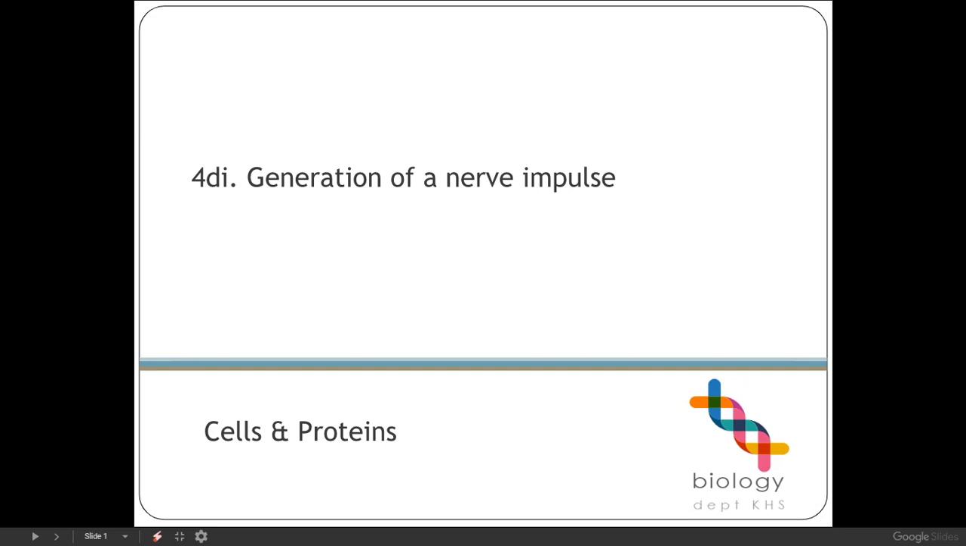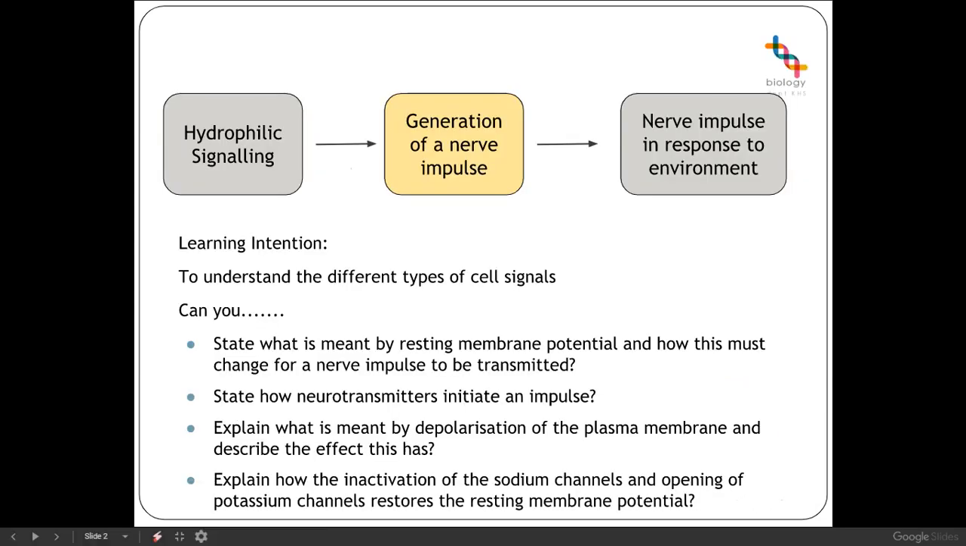Hello and welcome to this lesson for Advanced Higher Biology, which today is looking at the generation of a nerve impulse in multicellular organisms. So previous to this, we have been looking at the need for communication in multicellular organisms, the fact that different cells are responsible for participating in different functions, and that in order to control all those functions, these cells need to be able to communicate with each other.